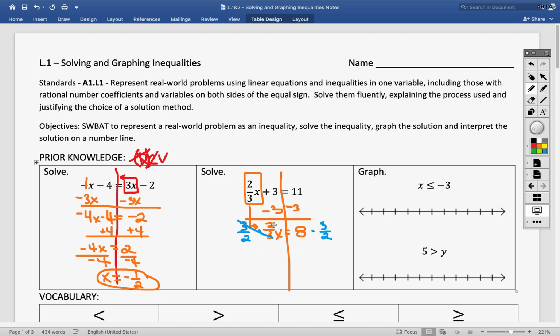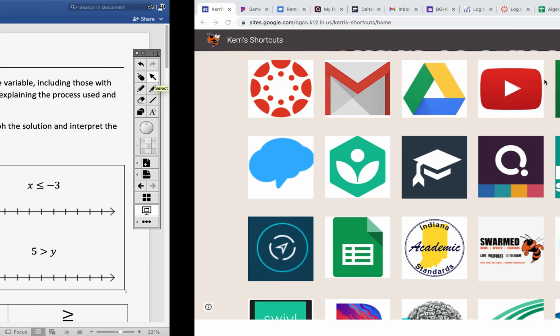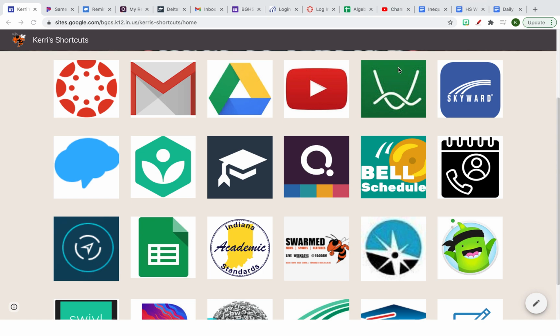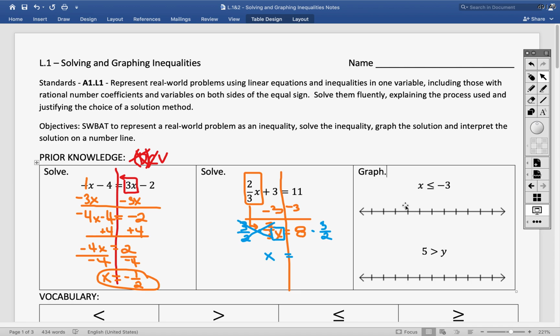These cancel out, so we're just left with an x on this side, and then we can use our Desmos calculator to find, it doesn't want to work. Well, the answer to this is going to be 12. Cancels here, 4 times 3 is 12.